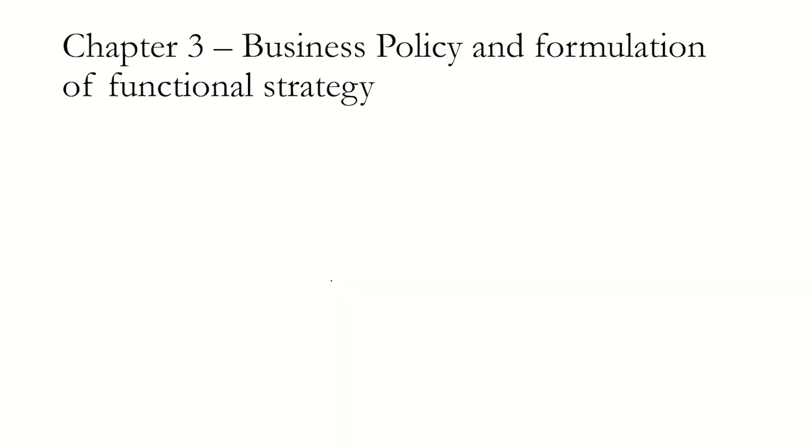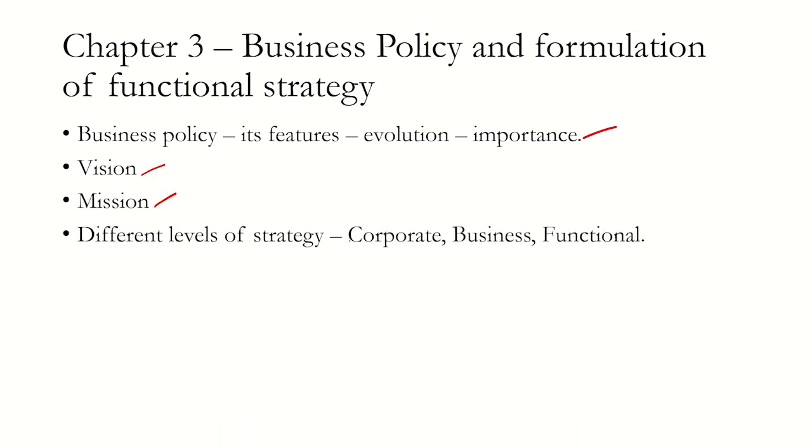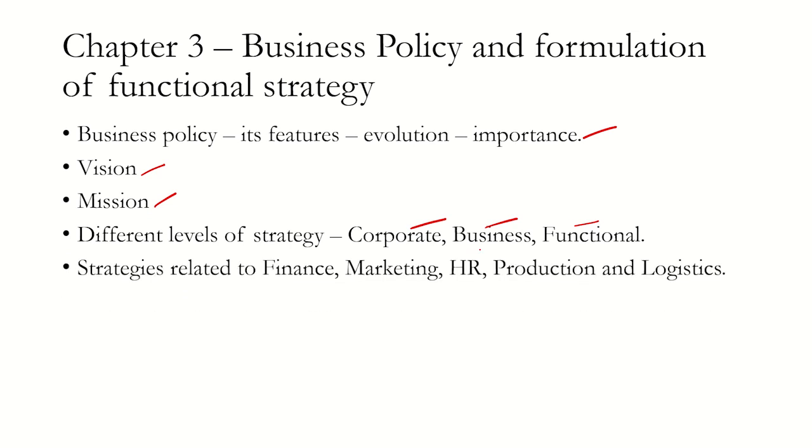The third chapter is business policy and formulation of functional strategy. Here we have the meaning of business policy, its features, evolution and importance. We will also deal with the vision of a company and the mission of the company. Then we go on to different levels of strategy, which includes corporate level strategy, business level strategy and functional level strategy, followed by strategies related to finance, marketing, HR, production and logistics. Of course, these are the most important functions of any management or any organization.